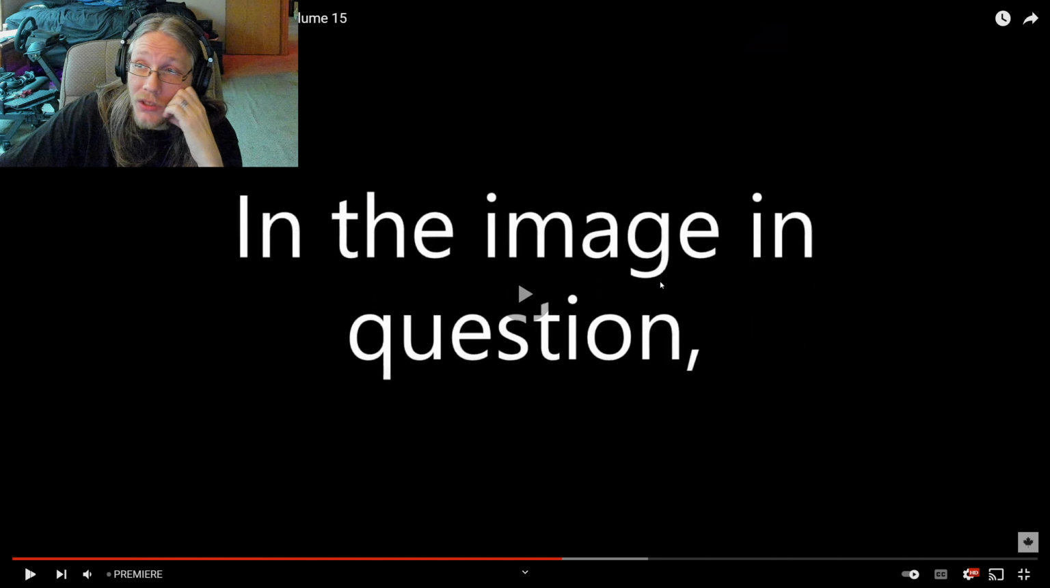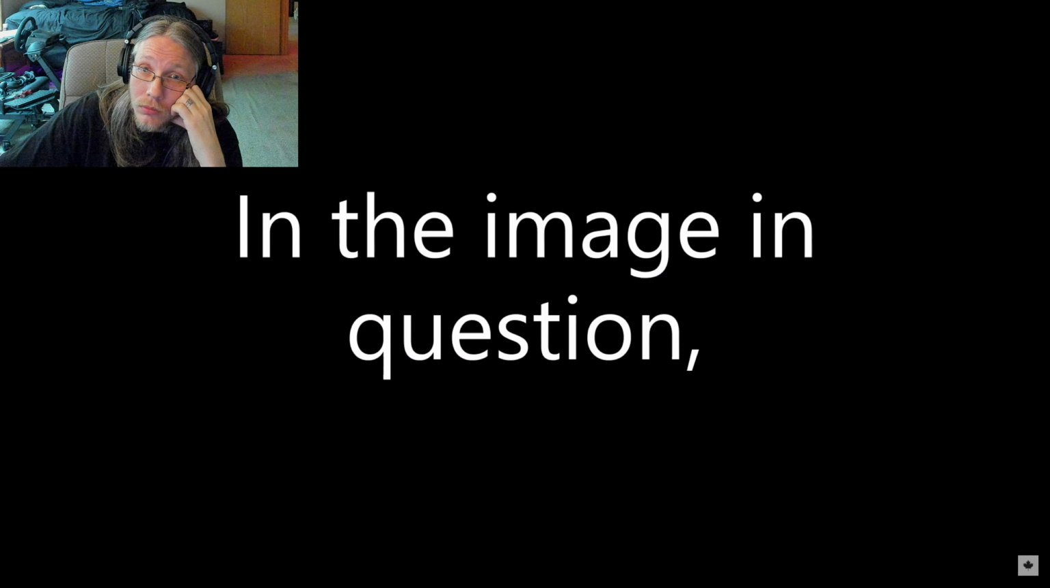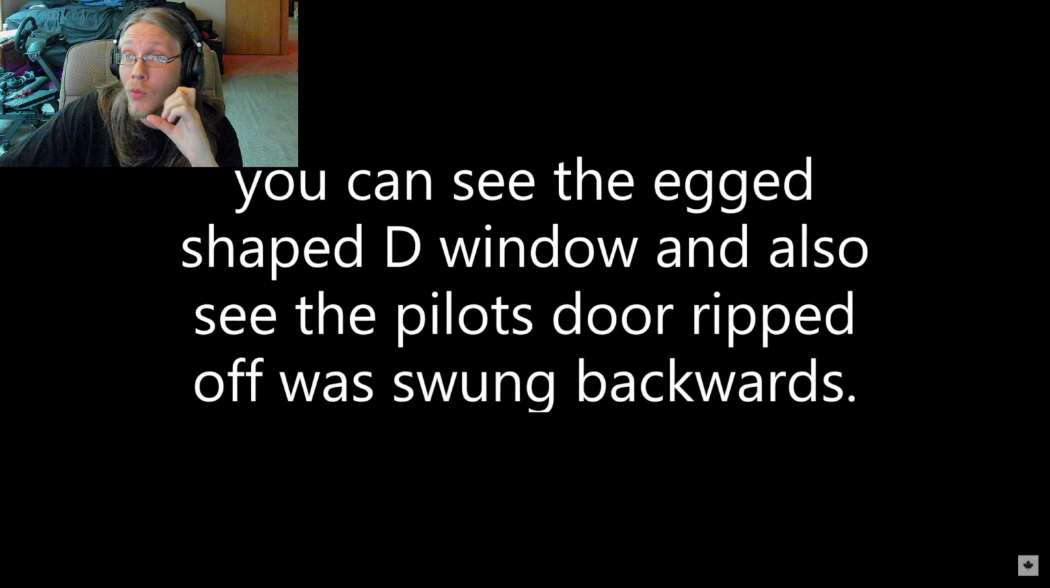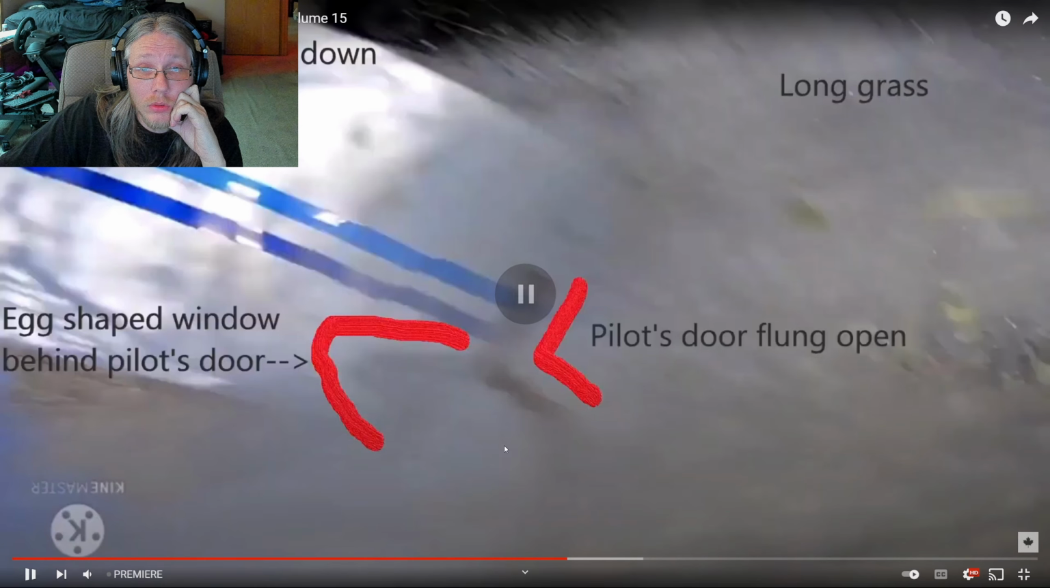In the image in question, you can see the egg-shaped D window and also see the pilot's door ripped off as swung backwards. Let's see what you're talking about. Because there's probably more misinformation like usual.